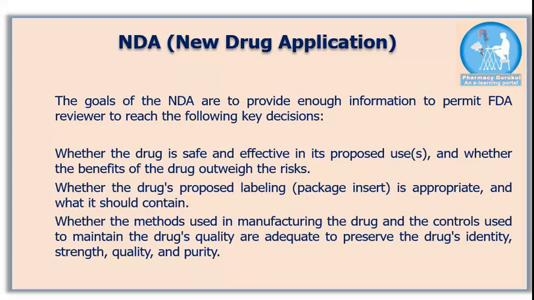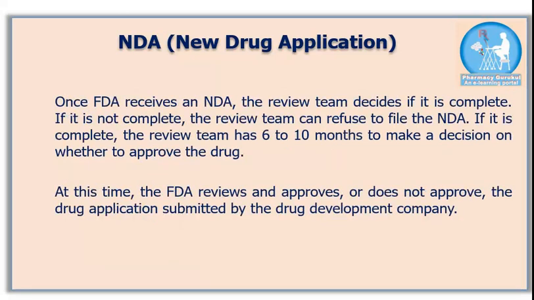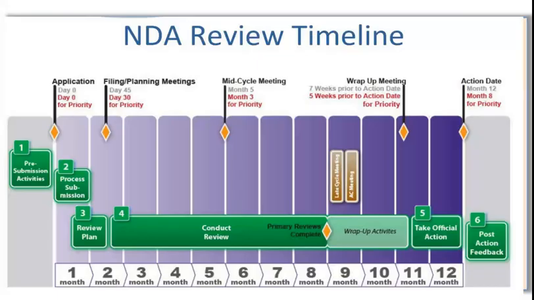After successful phase 3 trials, the data collected in clinical trials is sent to the FDA for review and approval. The FDA looks at all the data from the 3 phases of clinical trials to determine if the investigational product should be sold to the customer. Once the FDA receives a new drug application, if the application is complete, the review team takes 6 to 10 months to make a decision on whether to approve the drug or not. On the screen you can see the NDA review timeline.